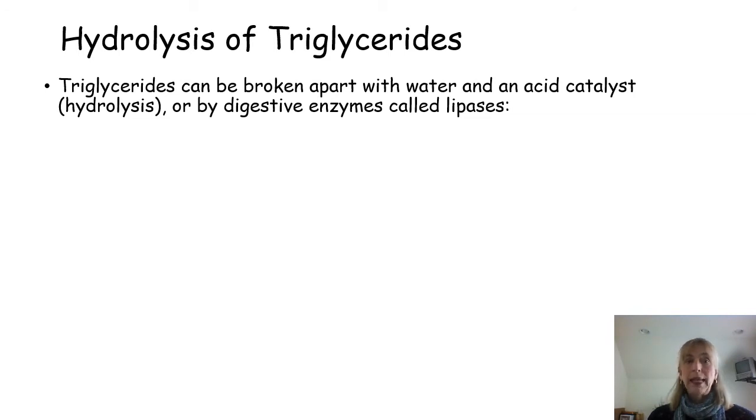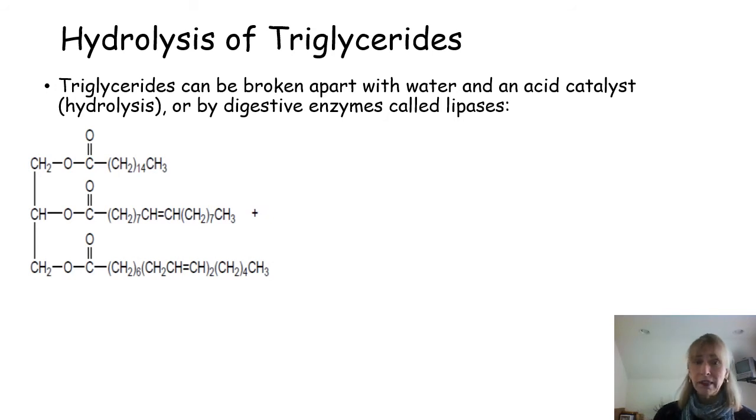Triglycerides can be broken apart with water and an acid catalyst. Well, this sounds familiar, or it should sound familiar to you. We talked about reactions like this in our chapter on esters. Esters can be broken apart into their alcohol and their carboxylic acid part with water and an acid catalyst. And that reaction we called hydrolysis. So we can break triglycerides apart with hydrolysis, or it can be done in the body by digestive enzymes called lipases.